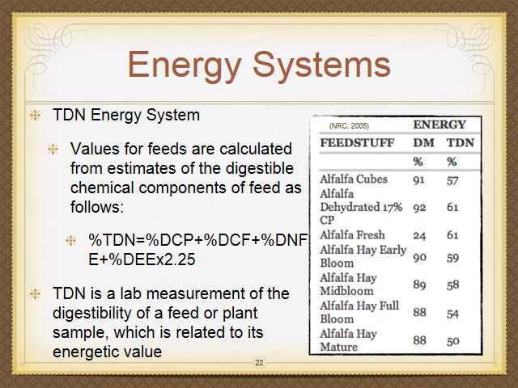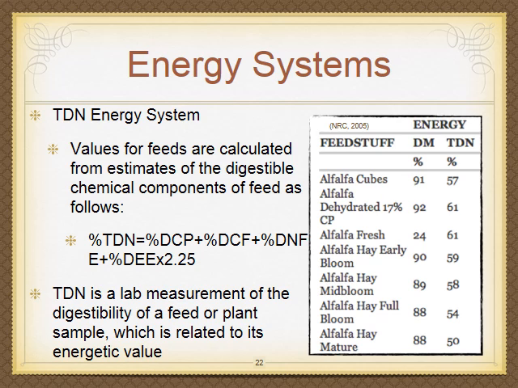So ultimately, TDN is a lab measurement of digestibility of a feed or plant sample, which is relative to its energetic value. If we look on the right, you can see different feedstuffs and the percentage TDN. Fresh alfalfa has about 61% TDN, meaning if an animal consumes 10 pounds of fresh alfalfa, they're going to be able to digest 61% of that 10 pounds, or 6.1 pounds.